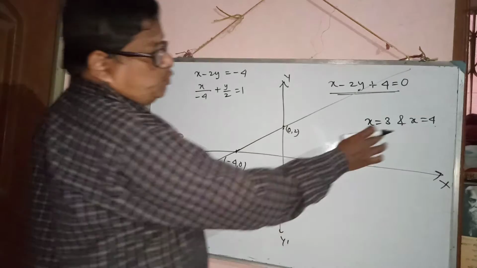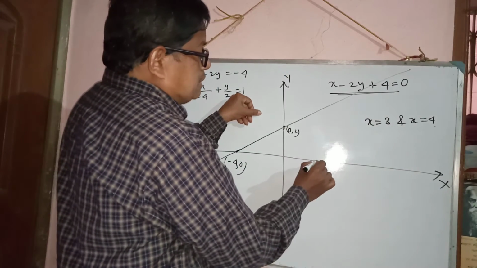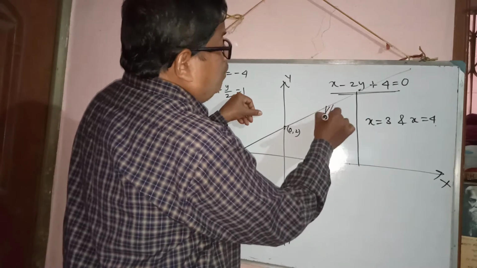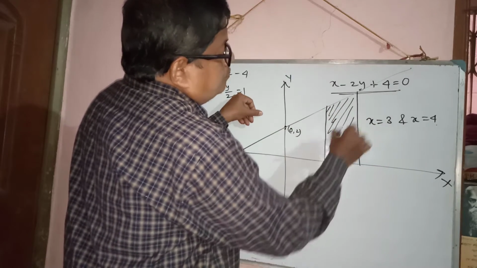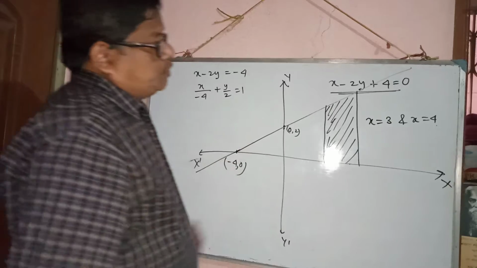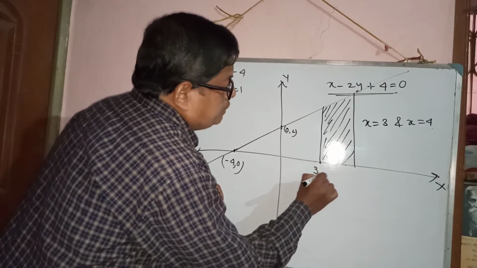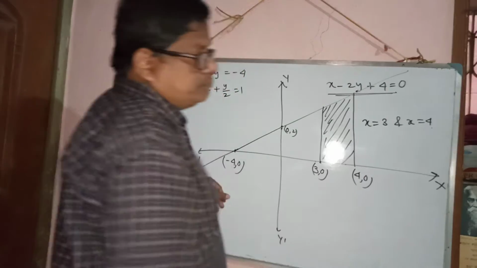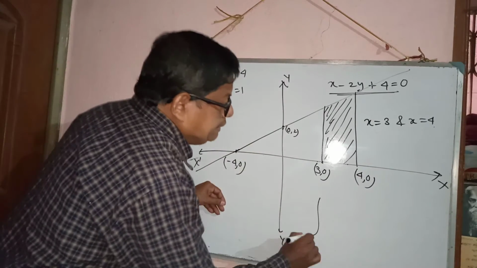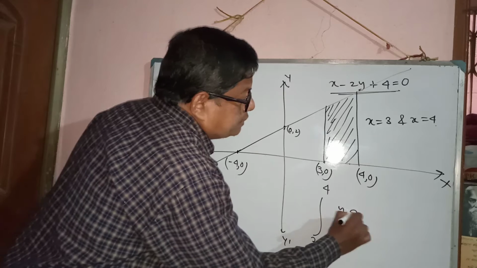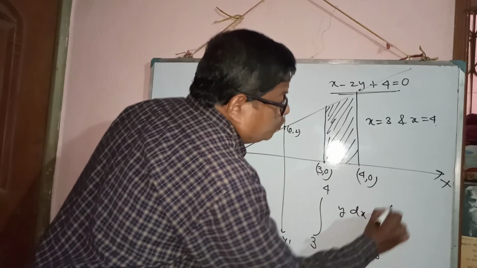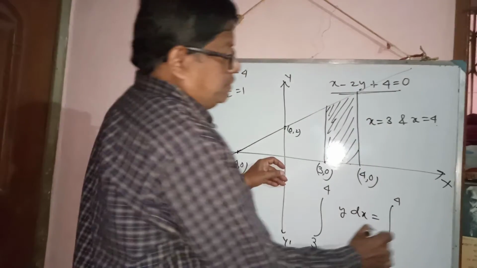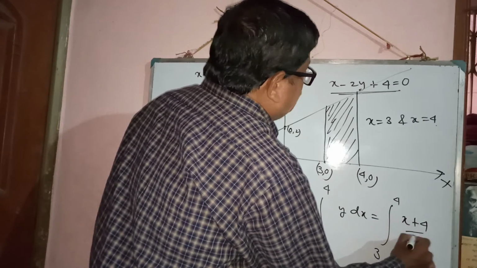Now x equal to 3 and x equal to 4 are given. On the positive side, the line x equal to 3 is there, and the line x equal to 4 is there, so you do only this part. This point is 3, 0 and this is 4, 0. So write the integration from 3 to 4 of y dx, where the value of y from here is (x plus 4) by 2, dx.